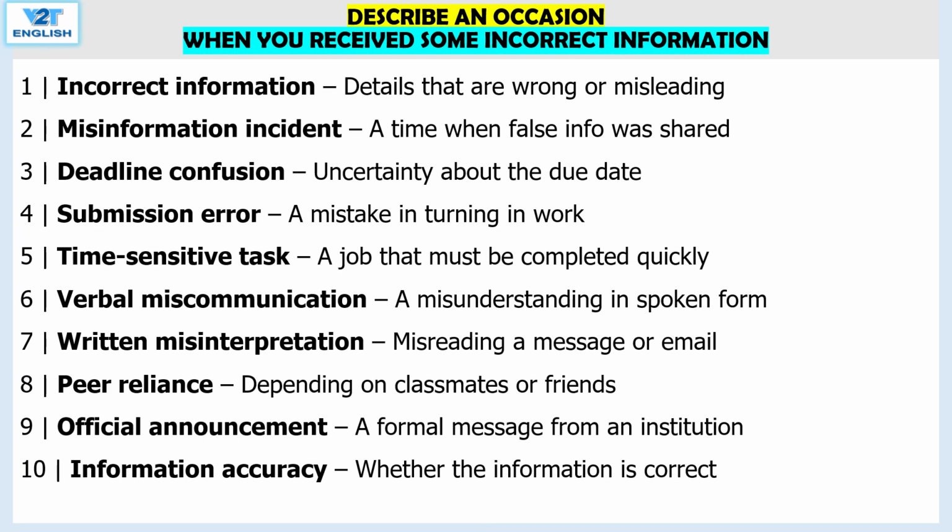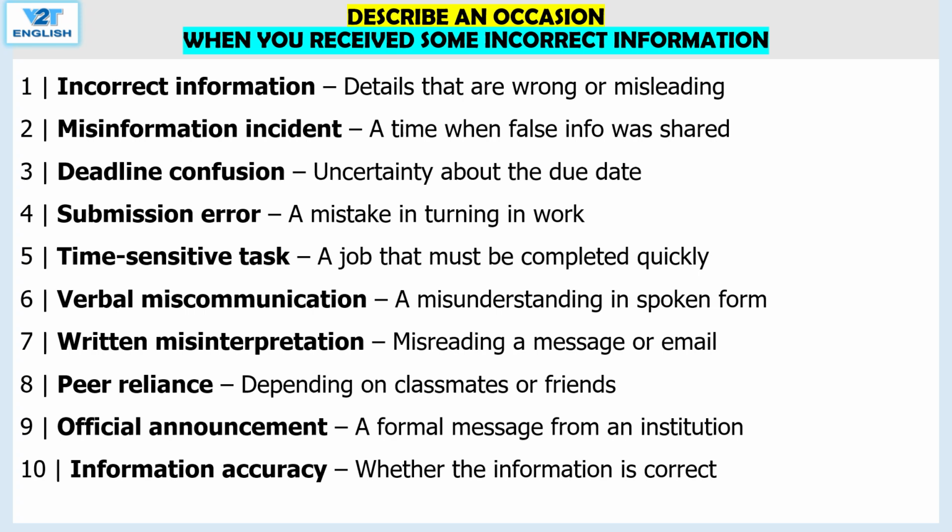50 academic collocations with simple explanations. 1. Incorrect information, details that are wrong or misleading. 2. Misinformation incident, a time when false info was shared. 3. Deadline confusion, uncertainty about the due date. 4. Submission error, a mistake in turning in work.